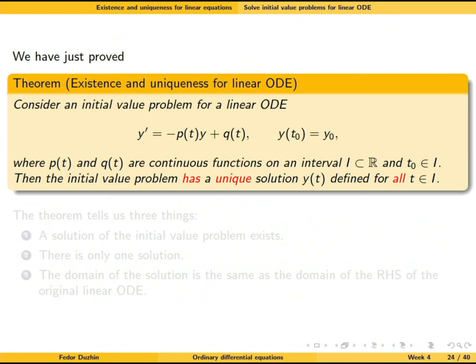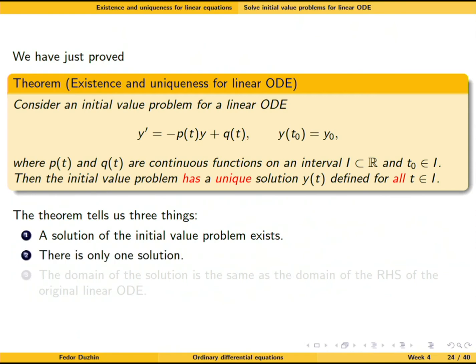So suppose that we have the initial value problem for a linear differential equation. Then this initial value problem has a unique solution defined on the same interval as the right-hand side of the differential equation. Right, so the theorem tells us three things. The first thing is that a solution of the initial value problem exists. Why does it exist? Because, well, we were able to find an explicit formula for this solution. Then to say that it is unique means that there is only one solution.